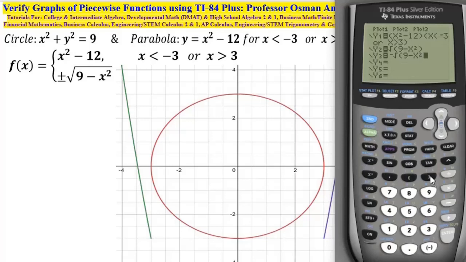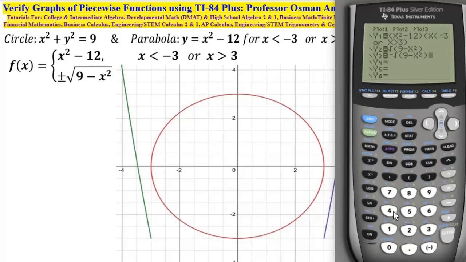Make sure your entries are correct. So it is x squared minus 12 for x less than minus 3 or x greater than 3. And the top part of the circle is the square root of 9 minus x squared, and the bottom part is minus the square root of 9 minus x squared.